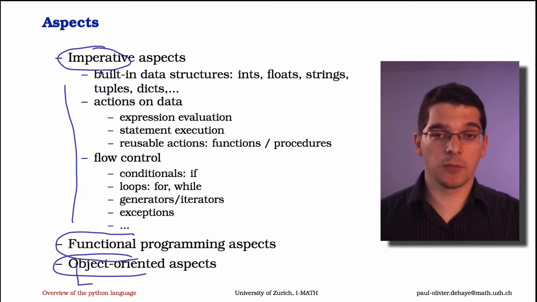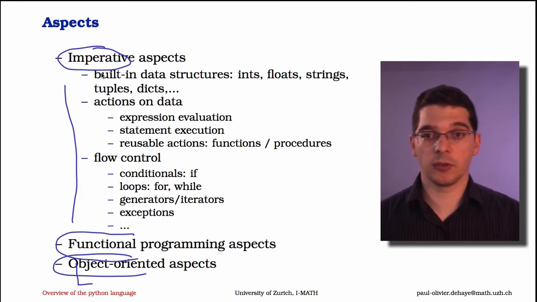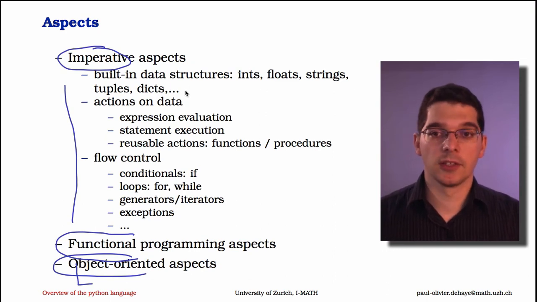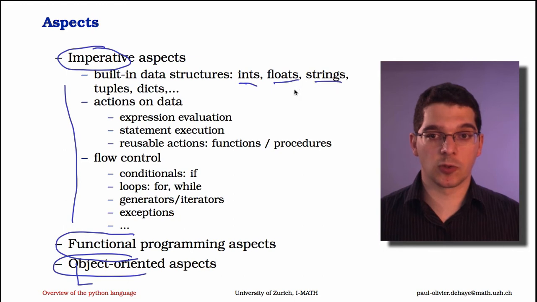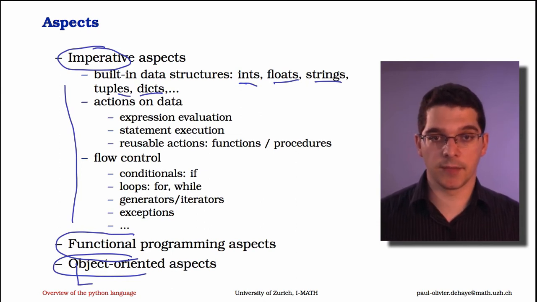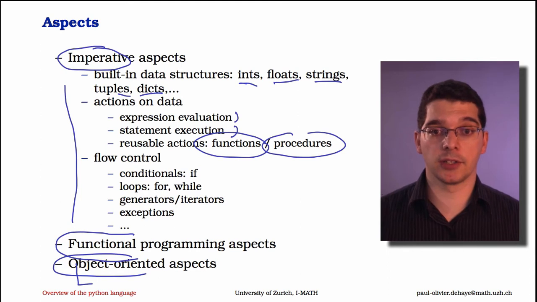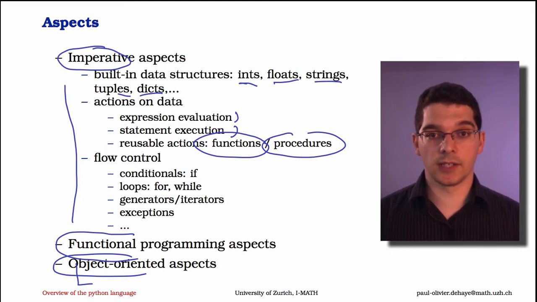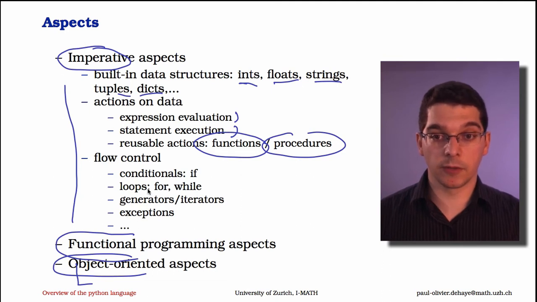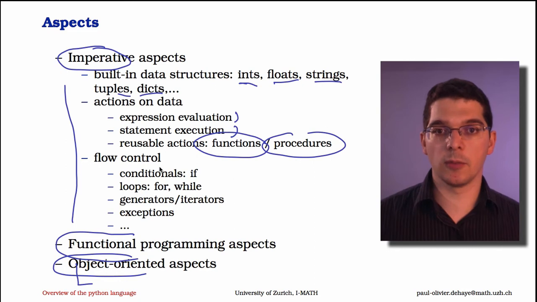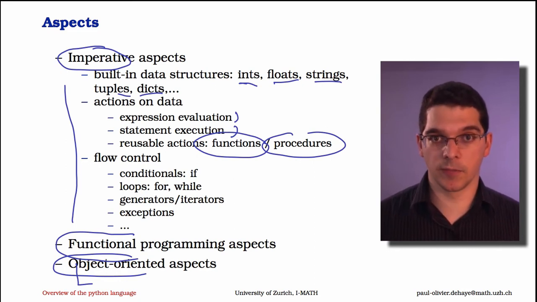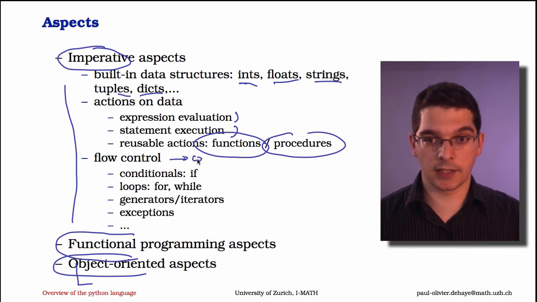So maybe let me talk a bit more about the aspects that are related to imperative programming or just programming in general. There are many built-in data structures like ints, floats, strings, tuples, and dicts. And there are some different types of actions that you can perform on this data in the spirit of the von Neumann model. You can evaluate some expressions, you can execute some statements, and you can also package some group of actions into some bigger actions, called functions and procedures. So that's the actions on the data you can do, and you can also do some flow control. So really actions on the data that determine where is the next action to execute. That's what the flow control is, right? It controls the next action.